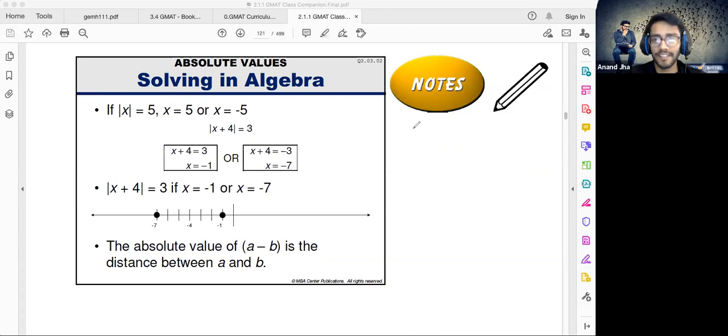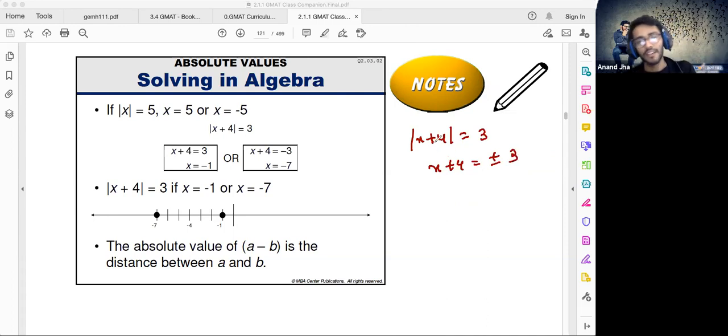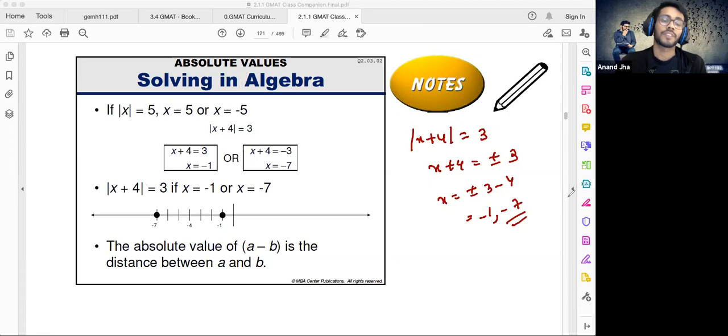So when it is written, mod of x plus 4 equals 3, that means x plus 4, what will you write? Plus or minus 3. Because if x plus 4 is 3, then the mod is also 3. If x plus 4 is minus 3, then the mod is also 3. So x will be plus or minus 3 minus 4. So take positive 3 minus 4, it is minus 1. Take negative, it is minus 7. So these are my two answers.